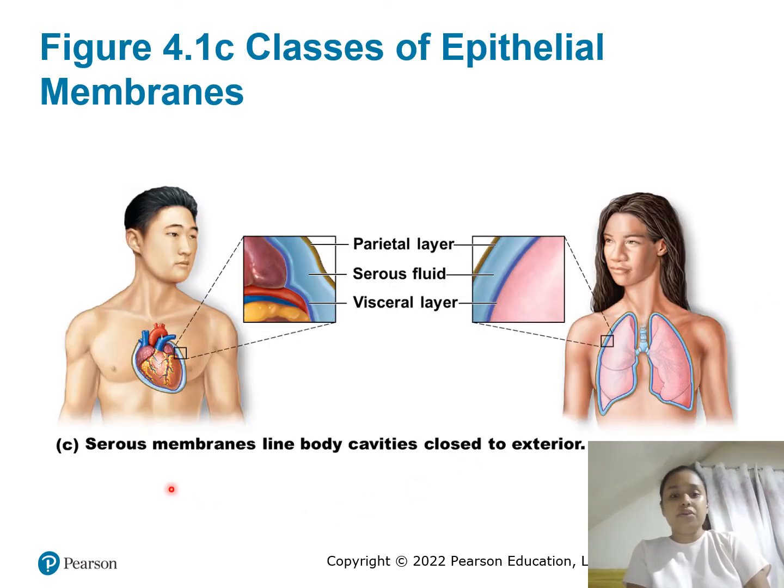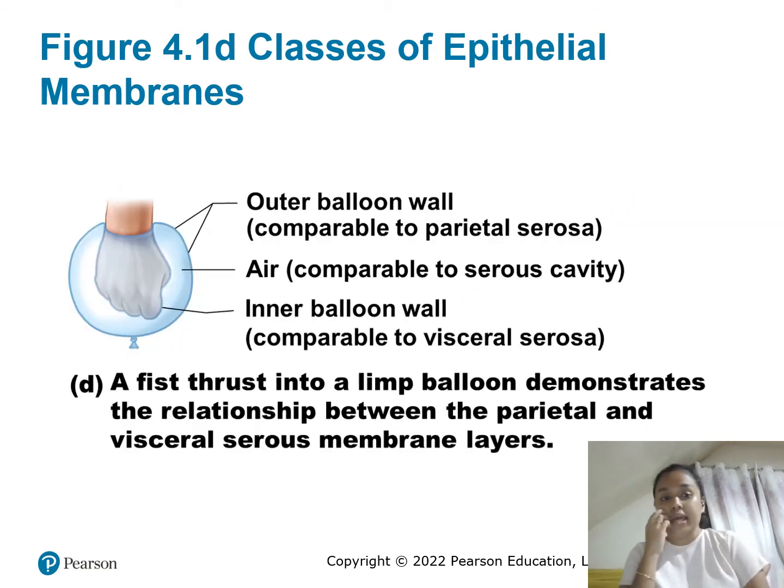So these are your serous membranes. Remember, for example, in your pericardial cavity, right? This is your serous membrane. I'm going to show it. It has a serous fluid in the middle. This is the visceral layer because it's in the viscera, meaning it's right there on the organ. The parietal layer is its outermost layer. So this is your serous membrane. Now, a fist thrust into a limp balloon demonstrates the relationship between the parietal and visceral serous membrane layers. So this is an analogy.